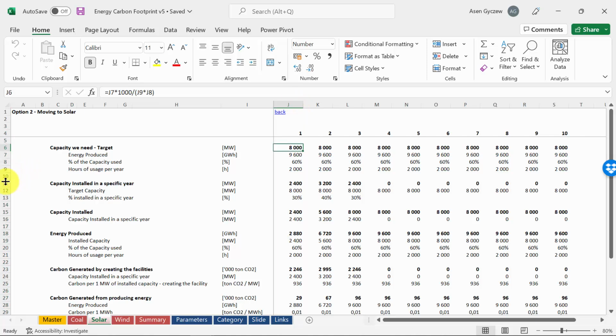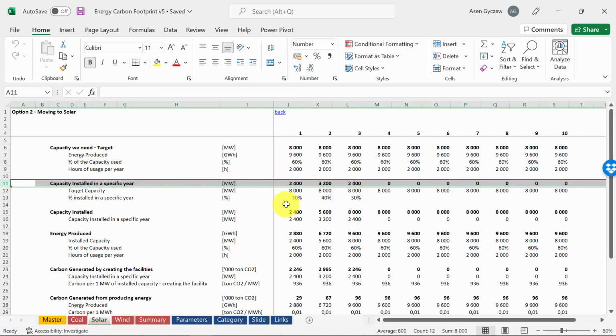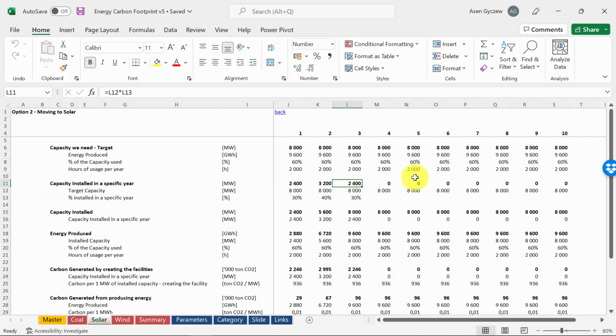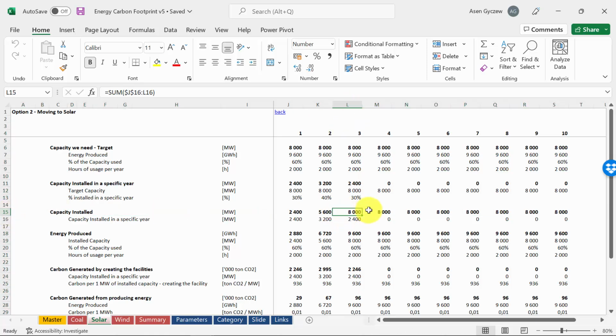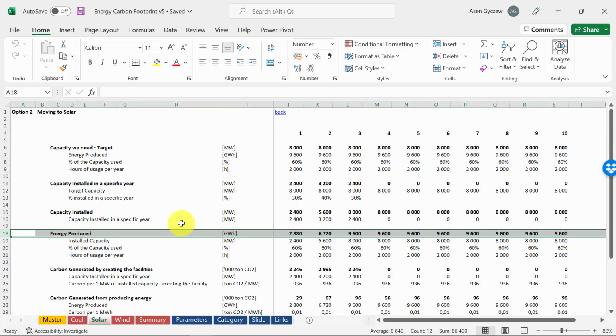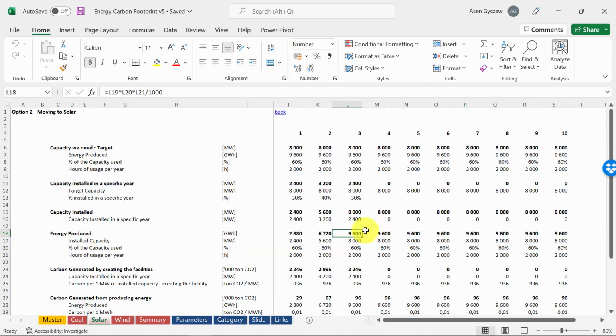As we have mentioned, we're going to build them slowly. So the first year it's 2.4 thousand, then 3.2 thousand, and then another 2.4 thousand in year 3. In row 15, we see the cumulative capacity installed. So by year 3, we should have the target of 8000. This means, obviously, that the energy production will gradually grow to the 9.6 thousand gigawatt hours.